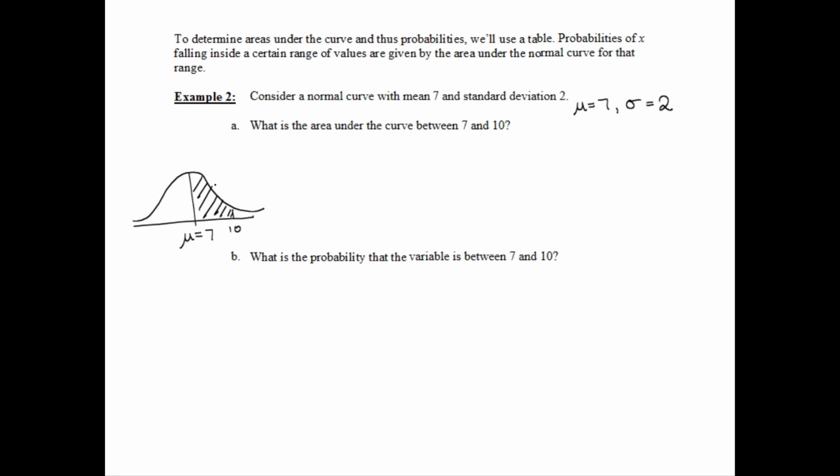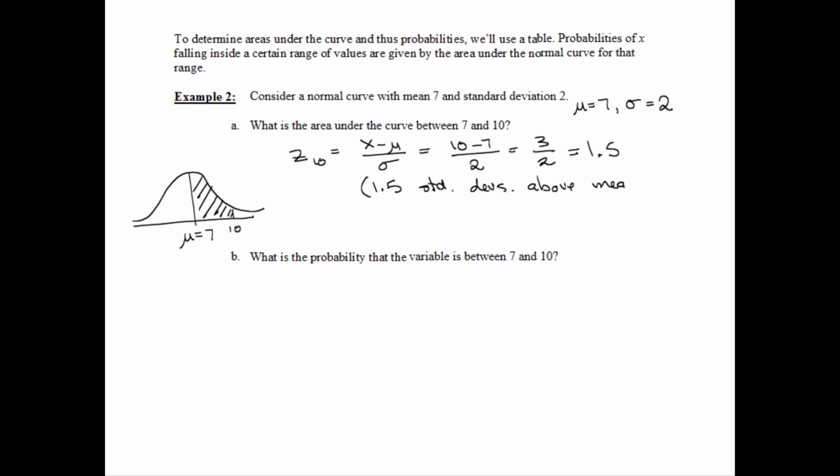Areas of this shape are listed in our textbook by the corresponding z-score. So we need to find the z-score that corresponds to 10. According to our formula, we do x minus mu divided by sigma. That'll be 10 minus 7 divided by 2, which will be 3 halves, which is 1.5. And so that tells me that we are 1.5 standard deviations above the mean. Let's see if that makes sense.